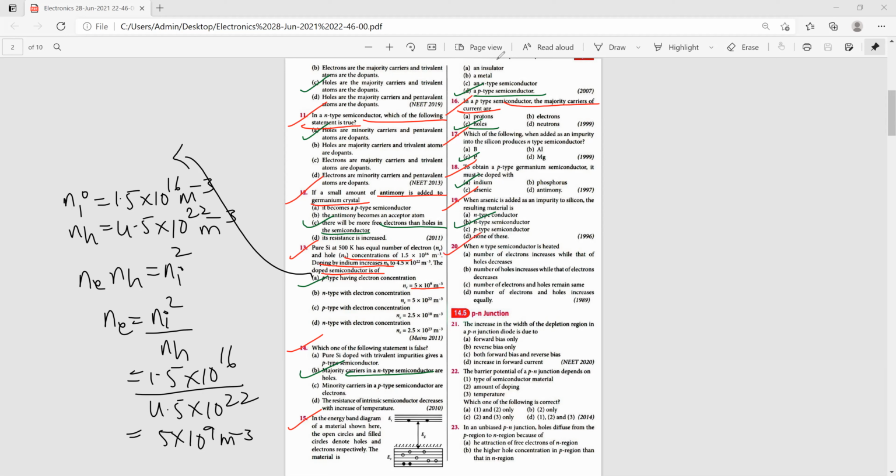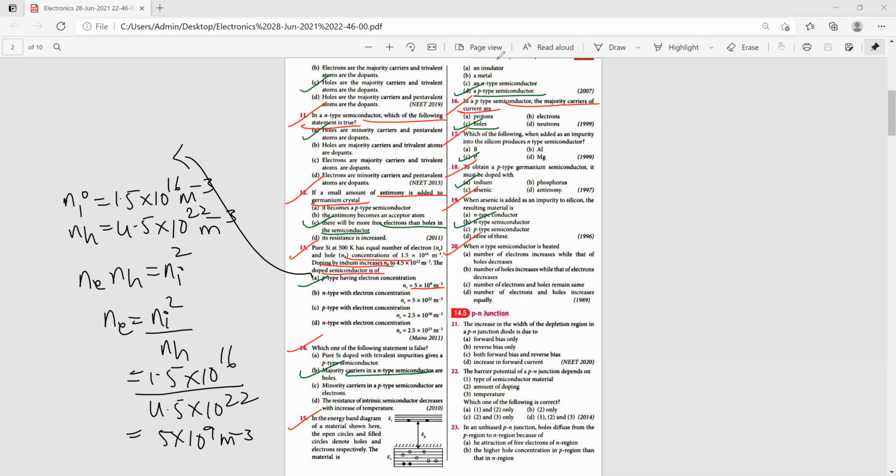20th, when n-type semiconductor is heated, four options they have given. Number of electrons increases while that of holes decreases. Second one, number of holes increases while that of electrons decreases. Third one, number of electrons and holes remain same. Fourth one, number of electrons and holes increases equally. So due to heating, free electrons are produced, and simultaneously holes are also produced. Therefore, for this one, D one is the right answer.